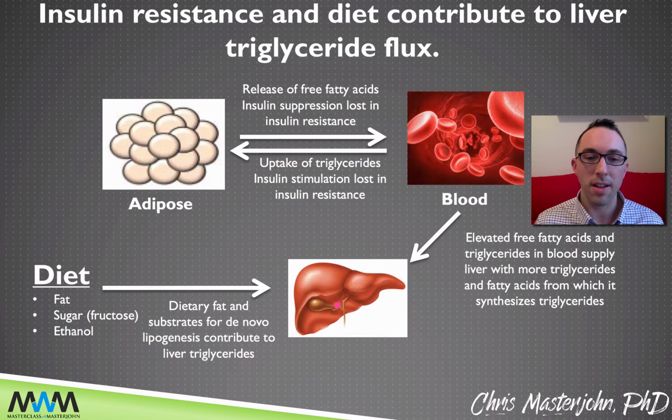In addition, the liver is exposed to fat that comes in directly from the diet, and it's exposed to fat that can be synthesized from carbohydrate, especially sugars that contain fructose, or ethanol, the alcohol that we drink to get drunk. And out of those, dietary fat is much more important simply because de novo lipogenesis, the synthesis of fat from non-fat precursors, is a minor pathway in humans.